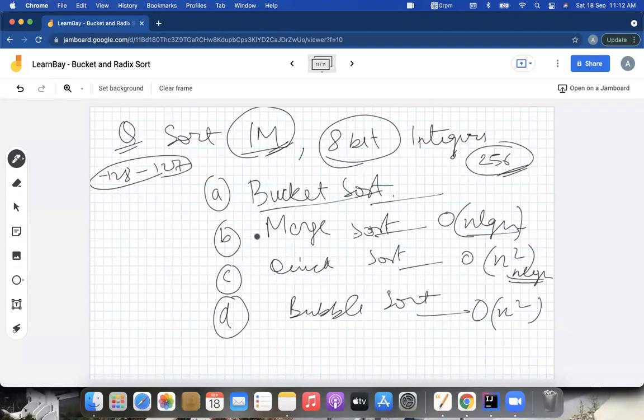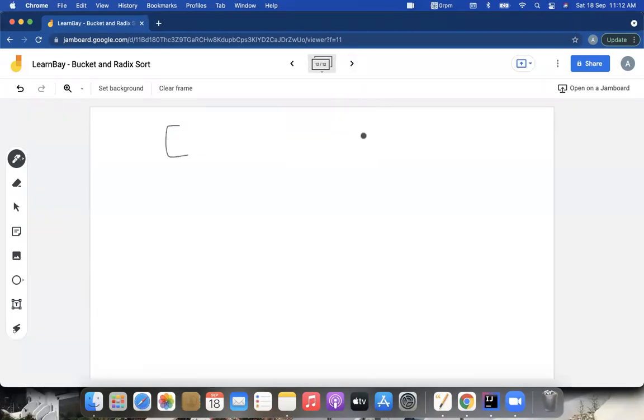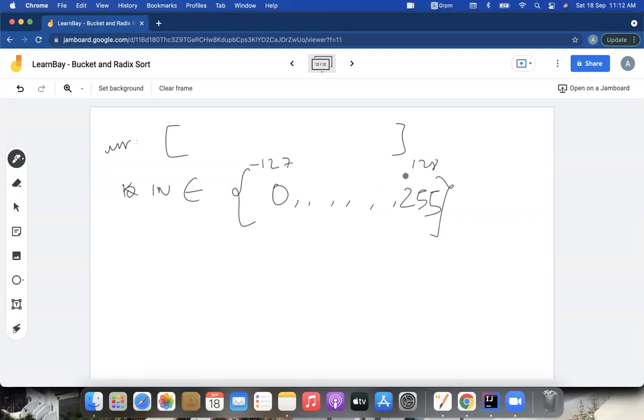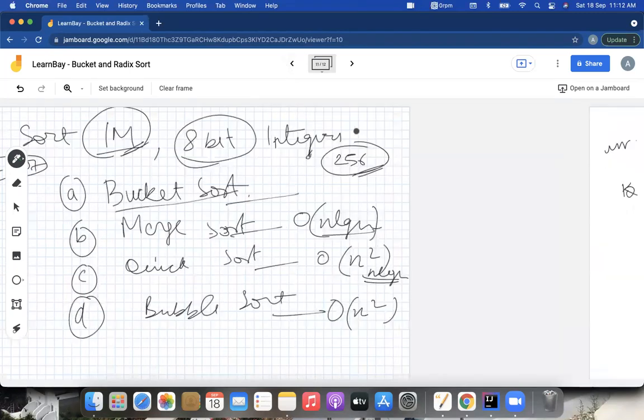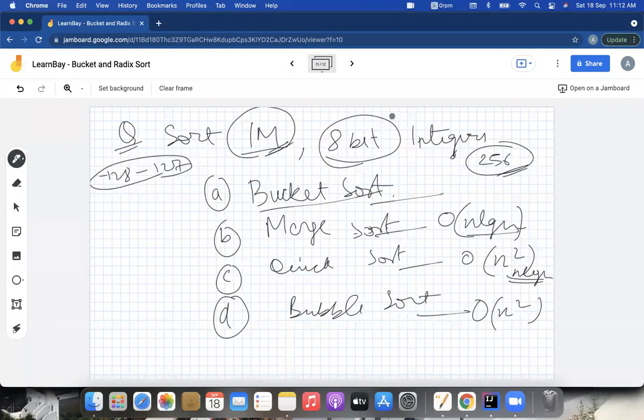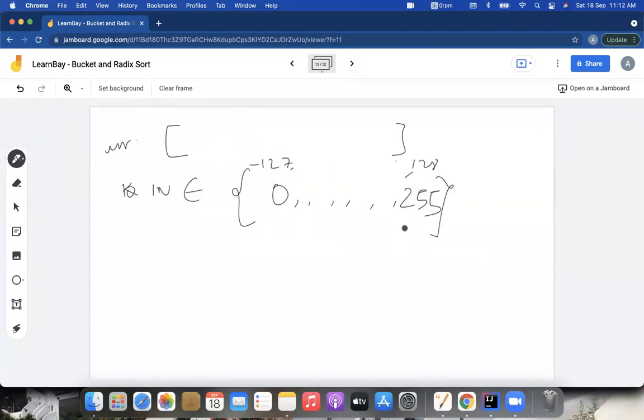Let's use the techniques that we have studied. So what is this problem? You have a list of numbers and your range of numbers is 0 to 255, let's say, to keep it very simple. Although it will be from -127 to 128, for the sake of simplicity, let's say it's from 0 to 255, unsigned. Okay, let's add unsigned here, 8-bit unsigned integers. So the range is 0 to 255.